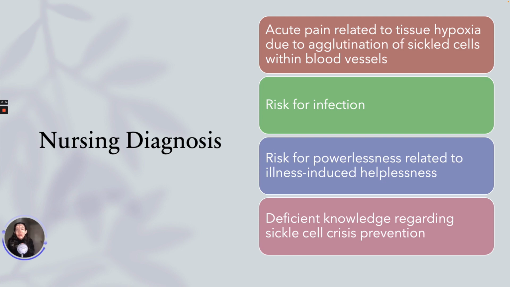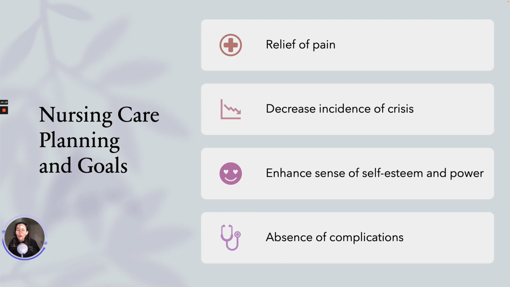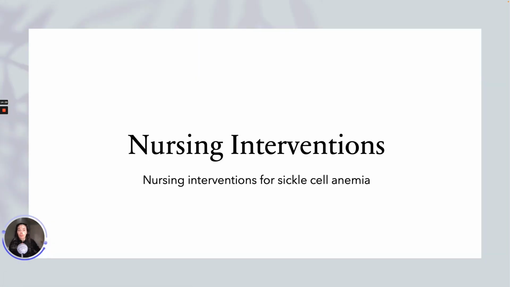Our nursing diagnoses, again, there could be a lot of different diagnoses. These are just some examples. So acute pain related to tissue hypoxia due to agglutination of sickle cell within blood vessels, risk for infection, risk for powerlessness related to illness-induced helplessness, and deficient knowledge regarding sickle cell crisis prevention. Our care plan and goals should include relief of pain, decreasing incidence of crises, enhanced sense of self-esteem and power, and an absence of complications.